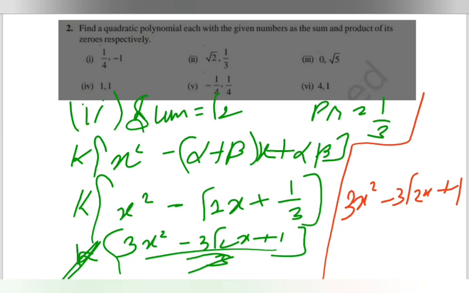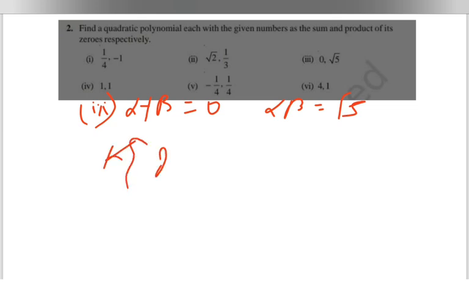Okay. So third one is alpha plus beta is given as 0 and alpha beta is root 5. So formula is k into x square minus alpha plus beta, x plus alpha beta.